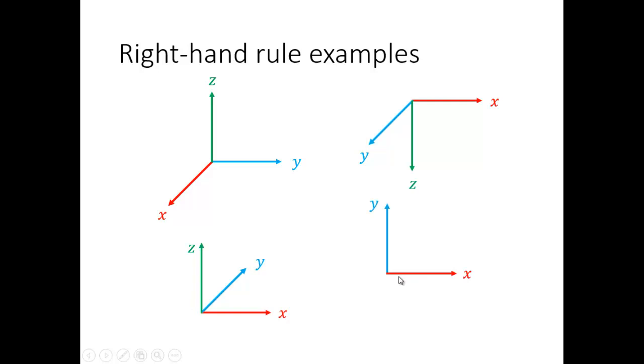Here's another example. Here, x is going to be the right, and now we're going to think of y as up. If you did it with your right hand and curled your fingers from x to y, the z is going to have to point out towards you.